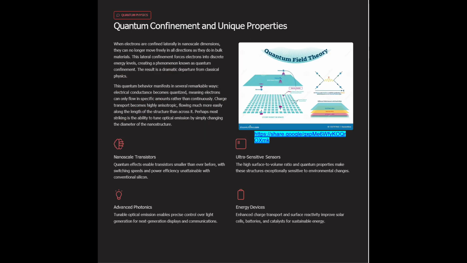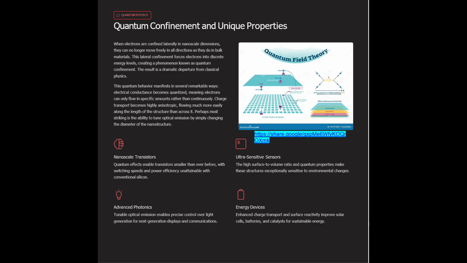Quantum confinement and unique properties. When electrons are confined laterally in nanoscale dimensions, they can no longer move freely in all directions as they do in bulk material. That lateral confinement forces electrons into discrete energy levels, creating a phenomenon known as quantum confinement. This is a dramatic departure from classical physics, and the quantum behavior is manifest in several remarkable ways. Electrical conductance becomes quantized, meaning electrons can only flow in specific amounts rather than continuously.